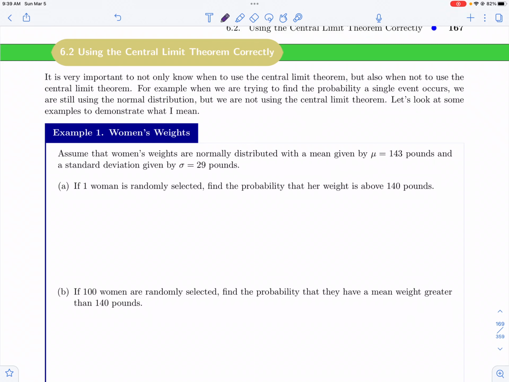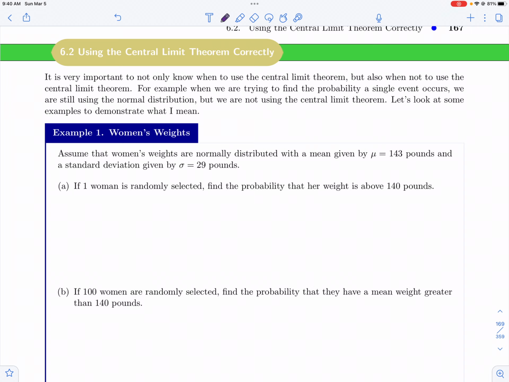All right. Well, hopefully everybody did an awesome job with 6.1 and was able to apply the normal CDF using our central limit theorem. So now what I want to look at is making sure that we can use the central limit theorem correctly. And so we're going to have some problems where we're looking for the total number of people.